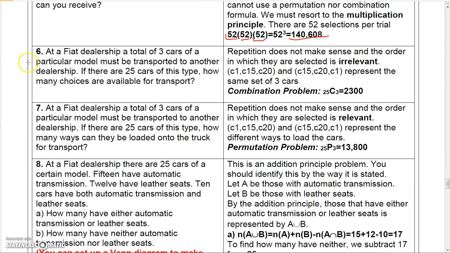140,608. Number 6 says, a Fiat dealership must transport a total of 3 cars of a model to another dealership. If there are 25 cars of this type, how many choices are available for transport? If we numbered the cars 1 to 25, and say we picked car 1, car 15, and car 20, that would be sending the same set as car 15, car 20, and car 1. So order is irrelevant here. Order doesn't matter, so the answer would simply be a combination, 25 choose 3, which is 2300.